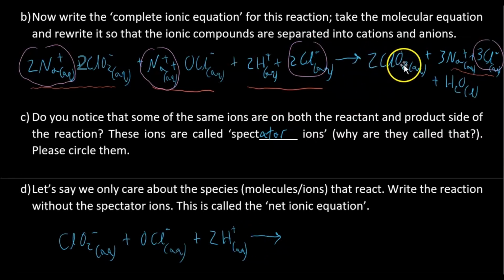Now, as we go to the products, we have ClO2 here. We don't have a ClO2 on the reactant side, so this is ClO2 aqueous. These sodiums, I should have circled this here because it's a spectator ion. 3 sodiums here cancel out with these 3 sodiums here. So that's gone. Now we lose 2 of these 3 chlorides. So 2 of these chlorides cancel out with 2 of these chlorides. So we have 1 chloride left on the product side.